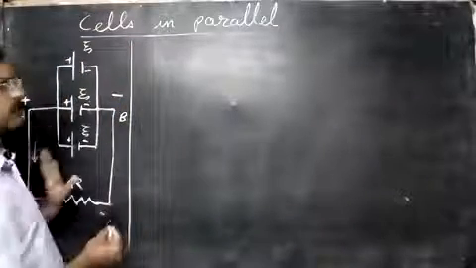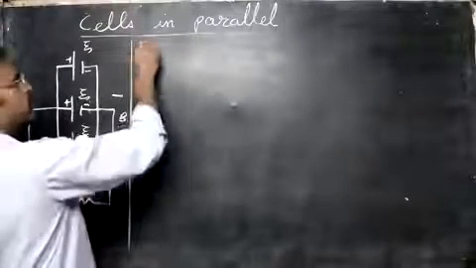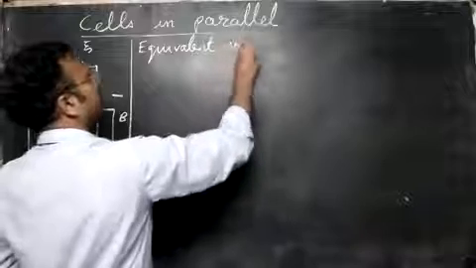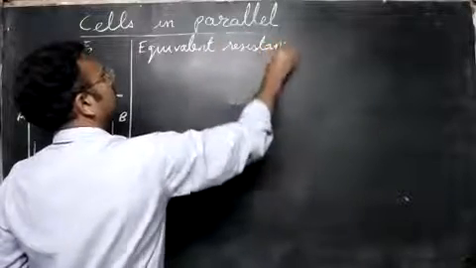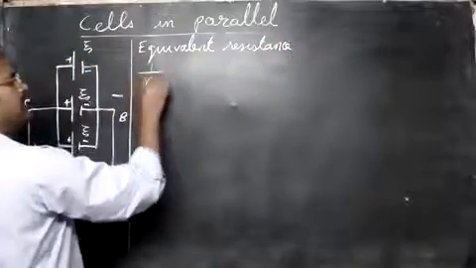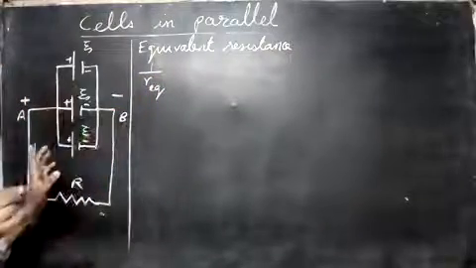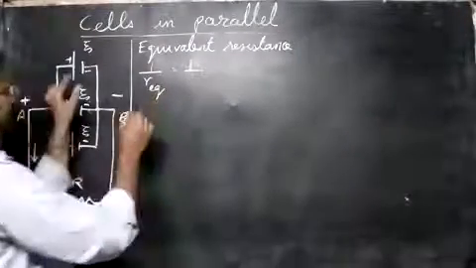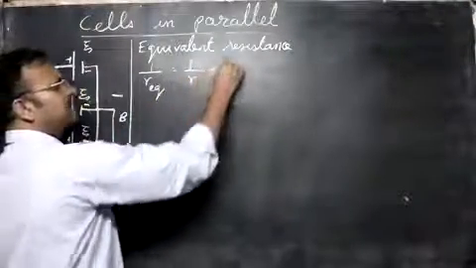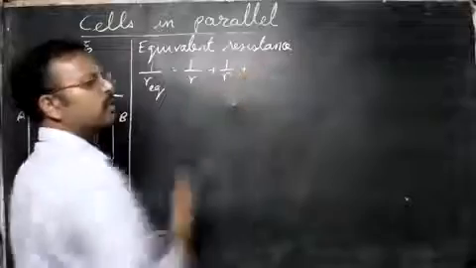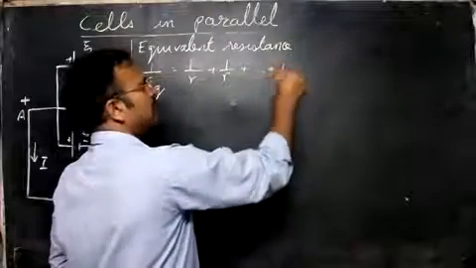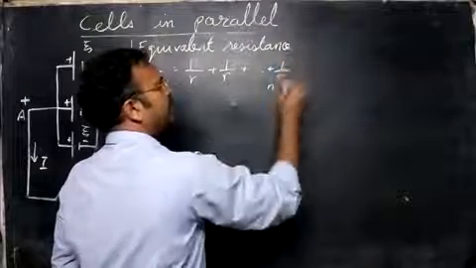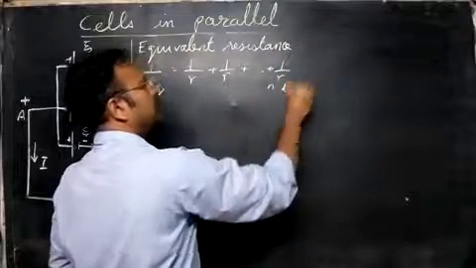So what we do is we find the equivalent resistance in the circuit. What will be the equivalent resistance? We take 1 by R equivalent, because the cells are in parallel, so the resistances are also in parallel. So that will be equal to 1 by the first resistance, that will be r, plus each one has the same resistance, like that it goes on, up to plus 1 by r. This will be the nth term.